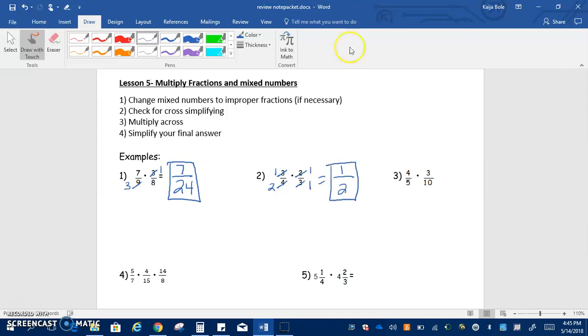Number 3 here, I have 4/5 times 3/10. So my 4 and my 10, even though I can't divide it by one of those numbers, they're both even, so I can divide them both by 2, so my 4 becomes a 2, and my 10 becomes a 5. And then my 3 and my 5, I cannot do anything else, so I just multiply across, and I get 2 times 3 is 6, over 5 times 5 is 25, so 6/25.